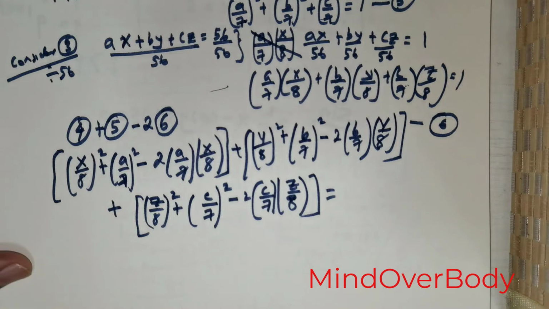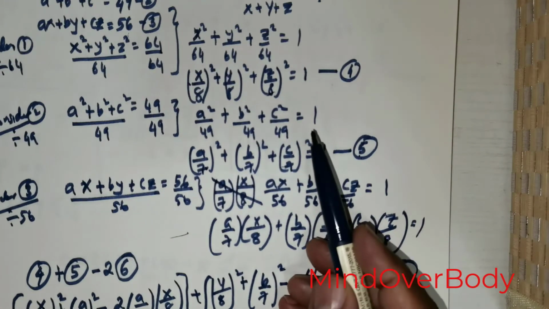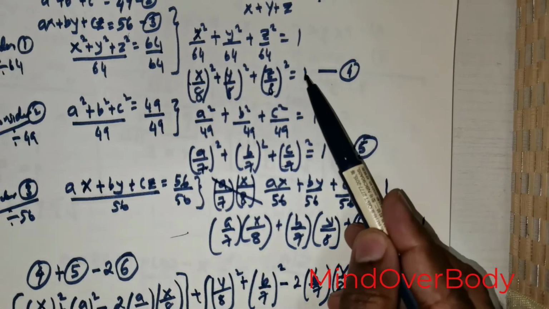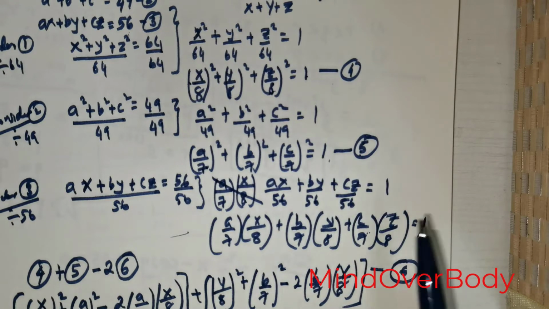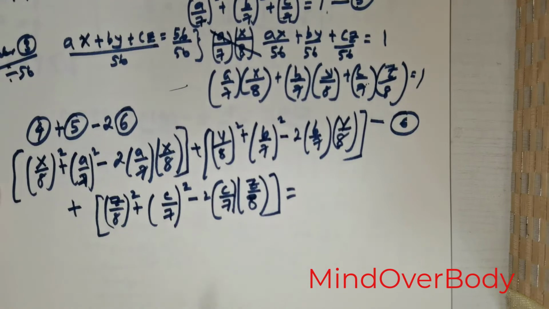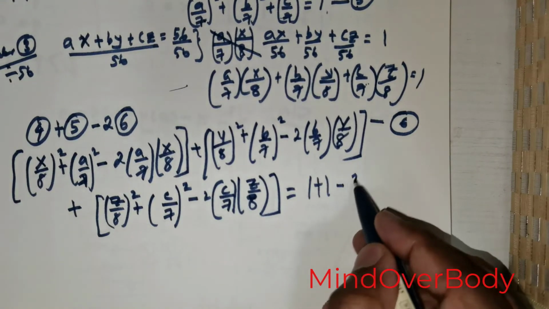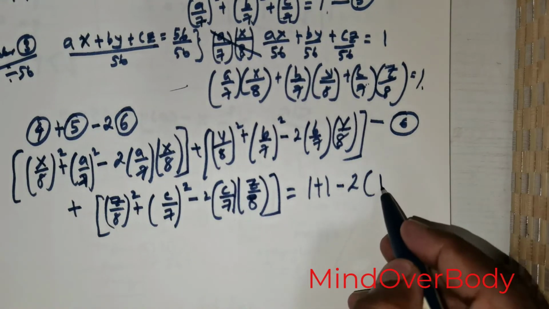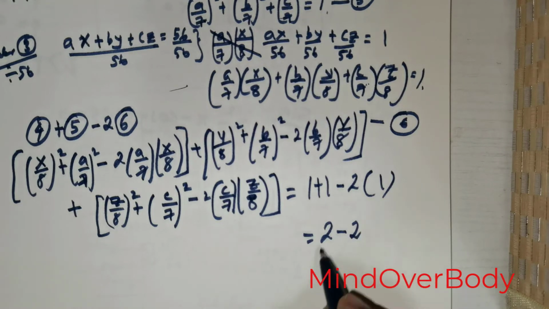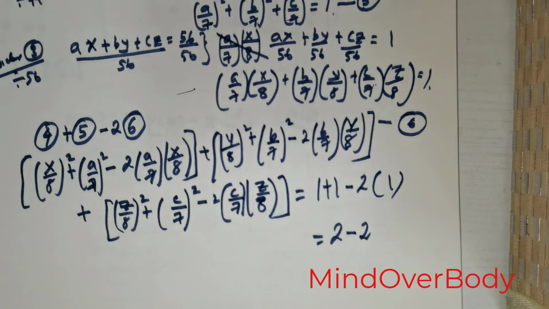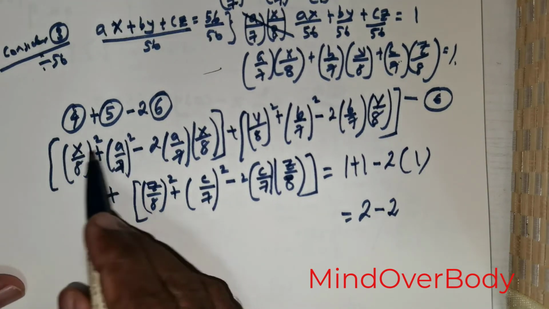The right hand side is going to be this quantity added up with this quantity minus 2 times this quantity. So it's going to be 1 plus 1 minus 2 times this quantity. So this is equal to 1 plus 1 minus 2, which is going to be 0. Now just concentrate on the first term.